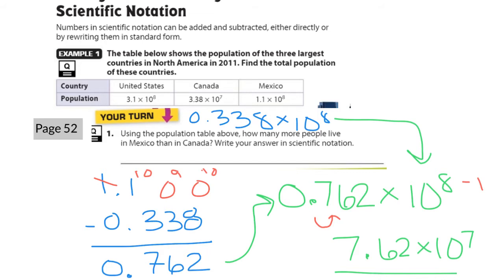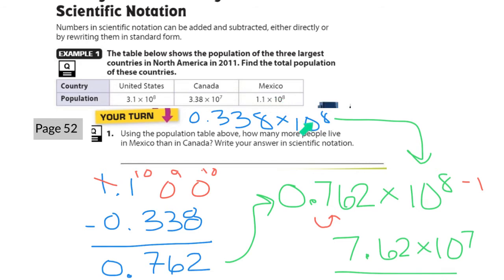Okay, so what I did is I converted the Canada number into the power of 8 because that's what Mexico has. We did this before by simply moving the decimal point 1 space to the left and adding 1 to the 8 because I moved it 1 more space. I had only moved it 7 spaces before, now I moved it 8 spaces.